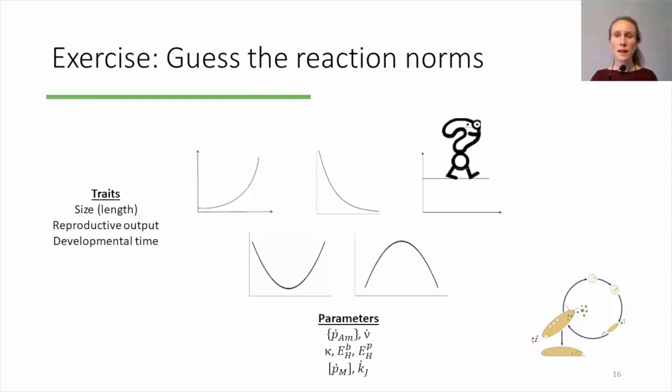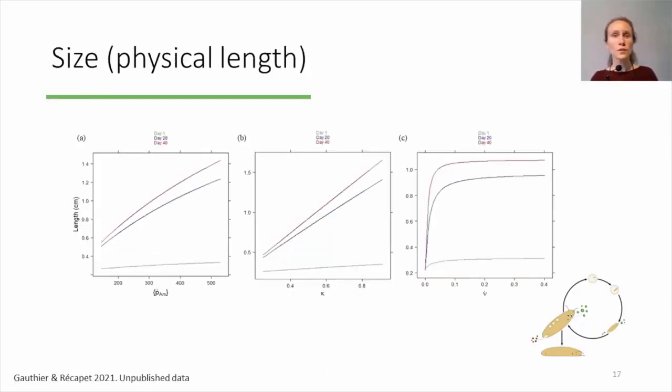Well, have you found some answers? Well, it's important that you try, because it will give you some intuitive feeling about how your model will respond to a change in parameters. So if you haven't, take some more time, else we will have a look at some answers found by different researchers. So first, here are some results we got in my team on length, for example.